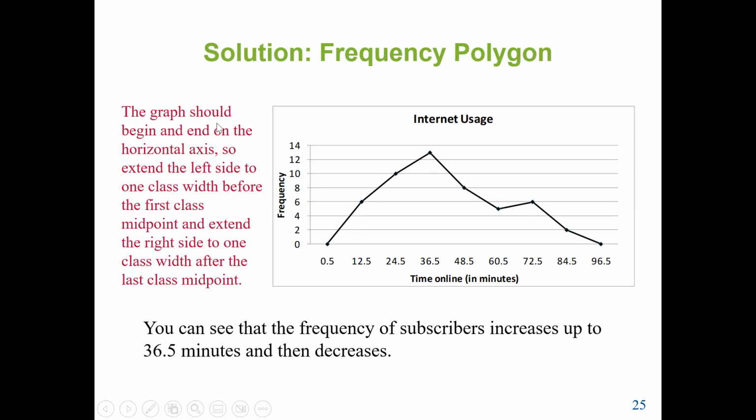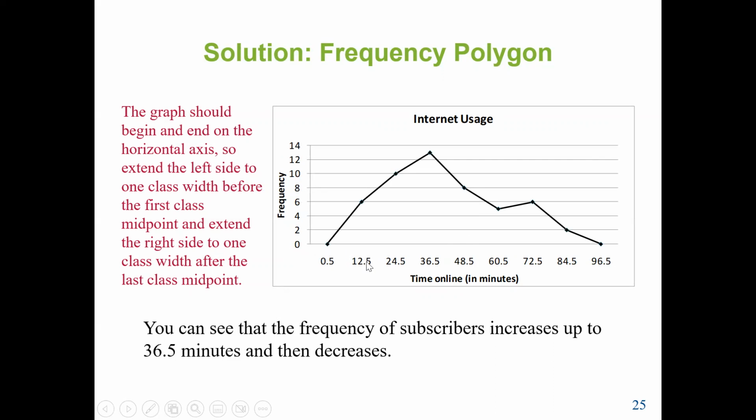So here we say that the graph should begin and end on the horizontal axis. So extend the left side to one class width before the first class midpoint, and also extend the right side to one class width after the last class midpoint. The points here are the midpoints. So we have the class and the midpoint on our horizontal section with the frequency of each.